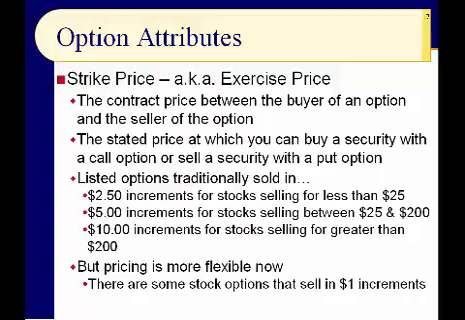Traditionally, options were sold in increments of $2.50 for stocks trading less than $25, $5 increments between $25 and $200, and $10 increments, but no, that's for stock selling more than $200. That's gone now. Pricing is much more flexible. Why? Because of technology, certainly.